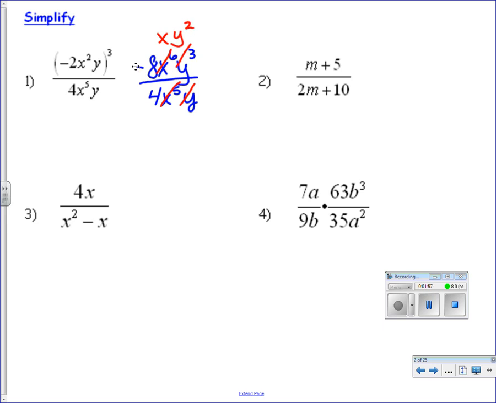And then also -8 and 4 have something in common. Don't subtract those; you can divide those. So here, 4 goes into 4 once. 4 goes into -8, -2 times. So in my numerator, I'm going to have -2xy squared over 1, which technically we can just call -2xy squared. And that's my answer.